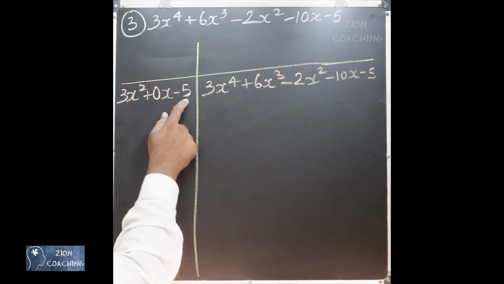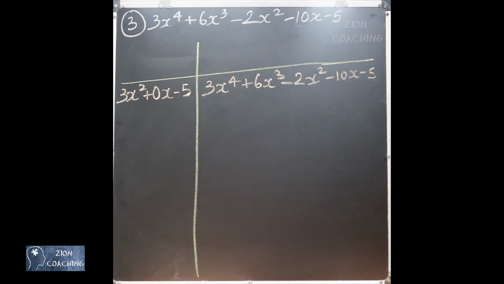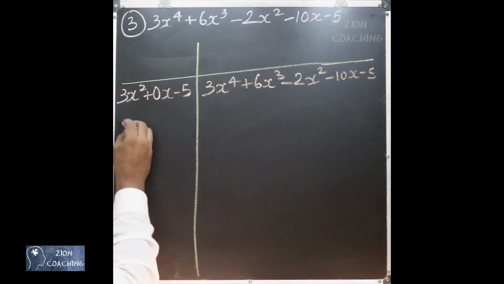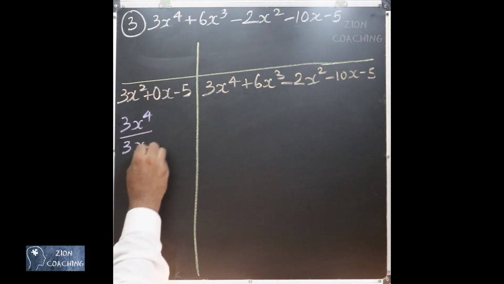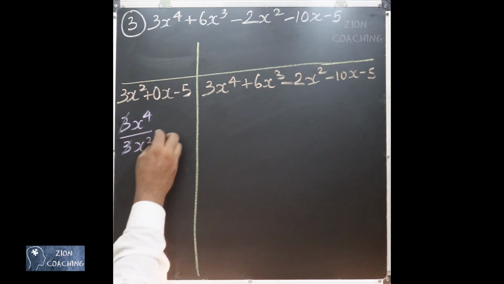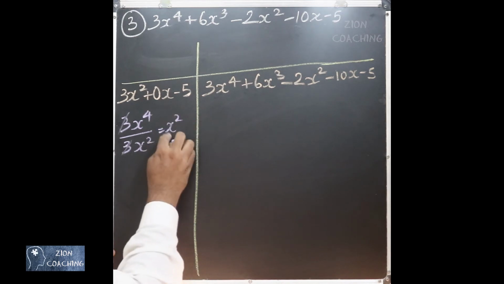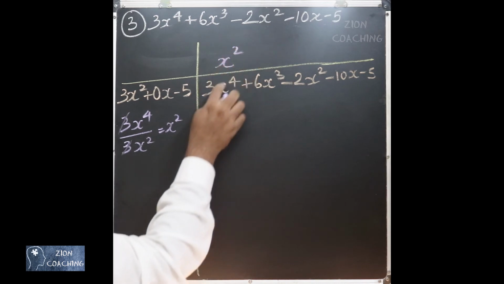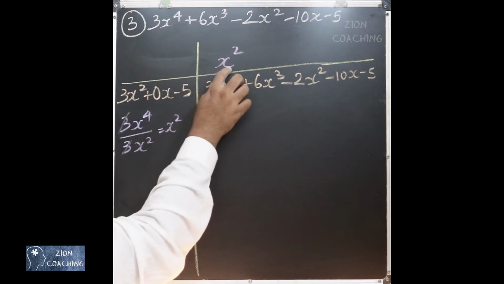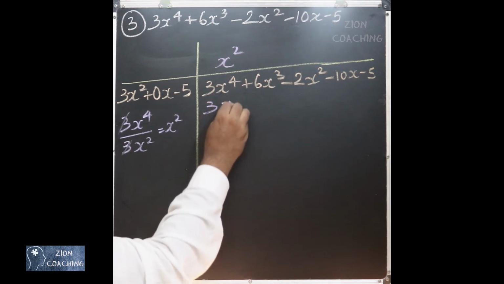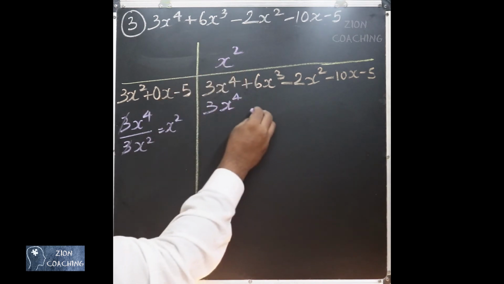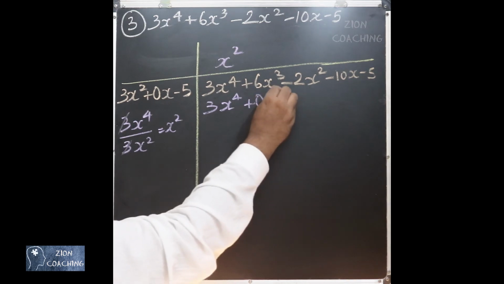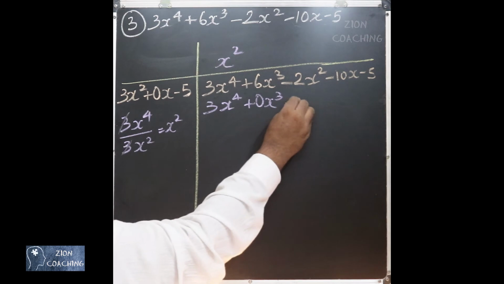We have 3x² − 5. Since the x term is missing there, I have put 0x there. Now we are going to divide. We are going to divide 3x⁴ by 3x². 3 and 3 will get cancelled. x⁴ divided by x² is x². I get x². So we are going to multiply the entire divisor by x². x² into 3x² is 3x⁴. x² into 0x will be 0x³. x² into −5 will be −5x².